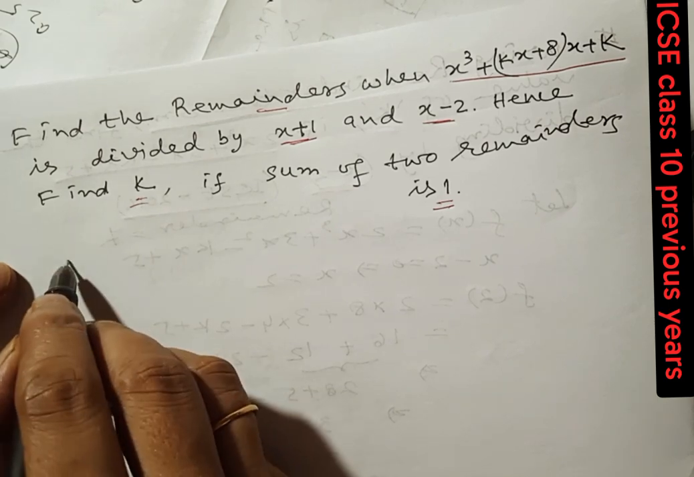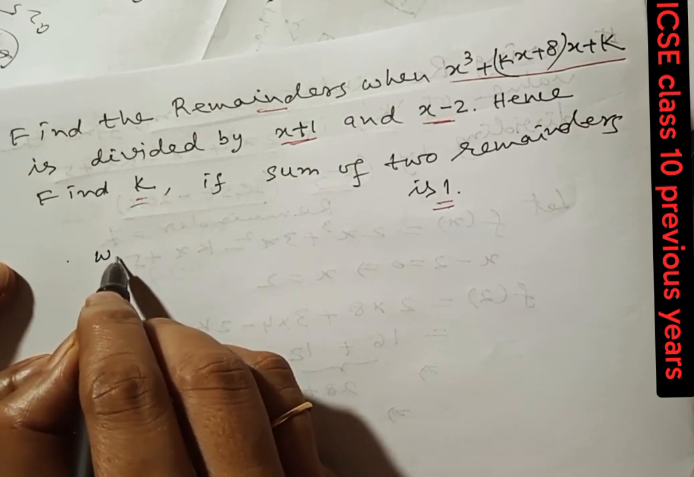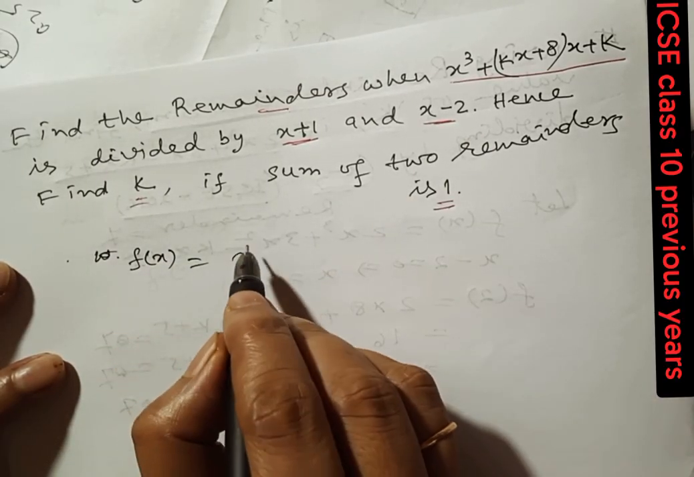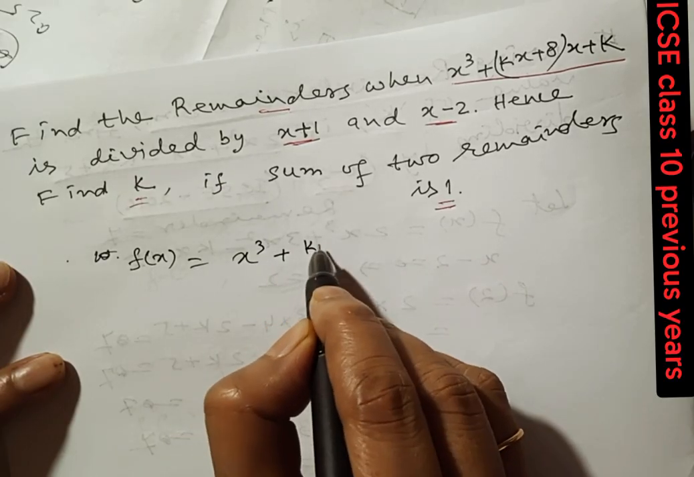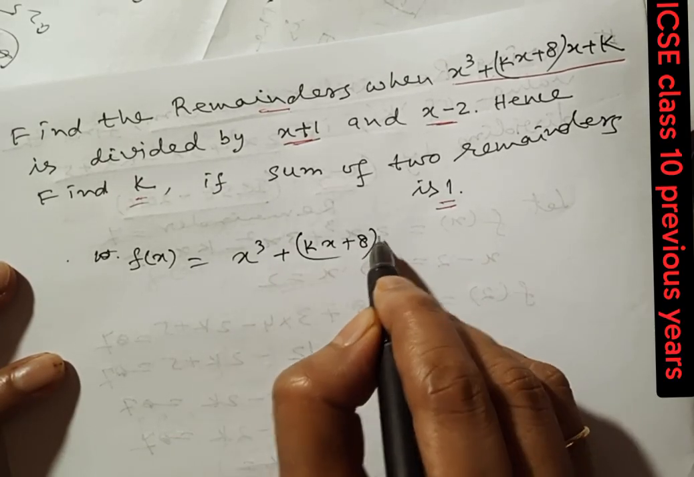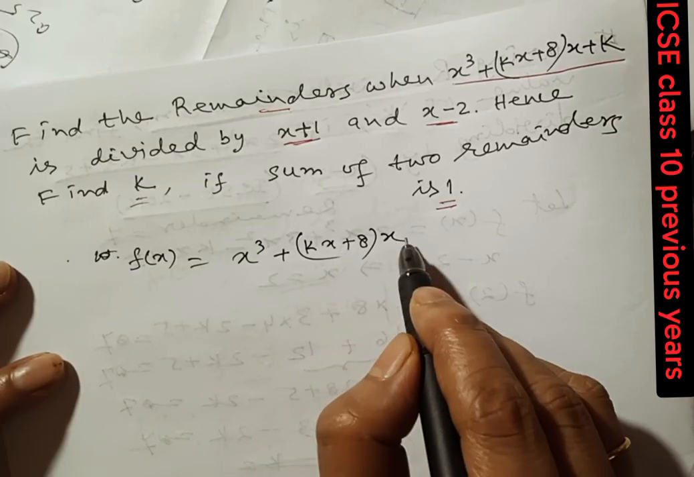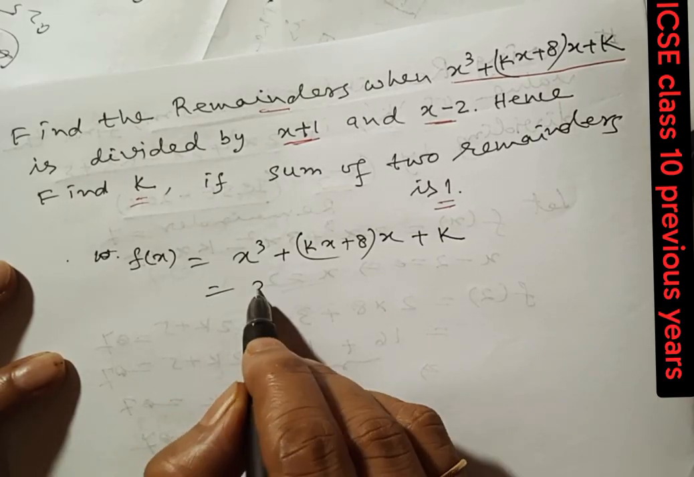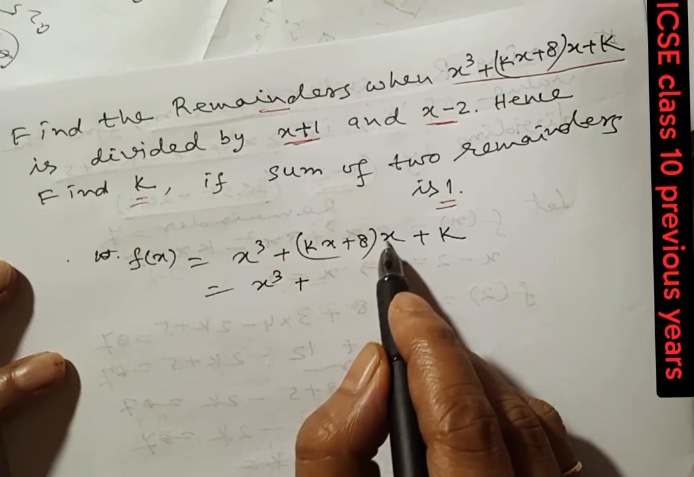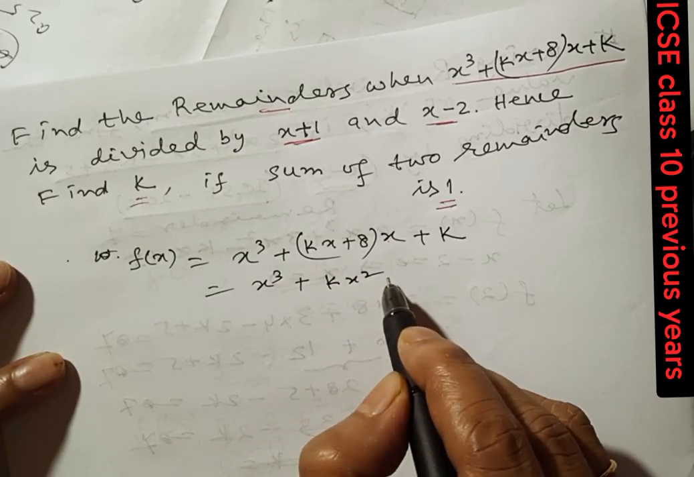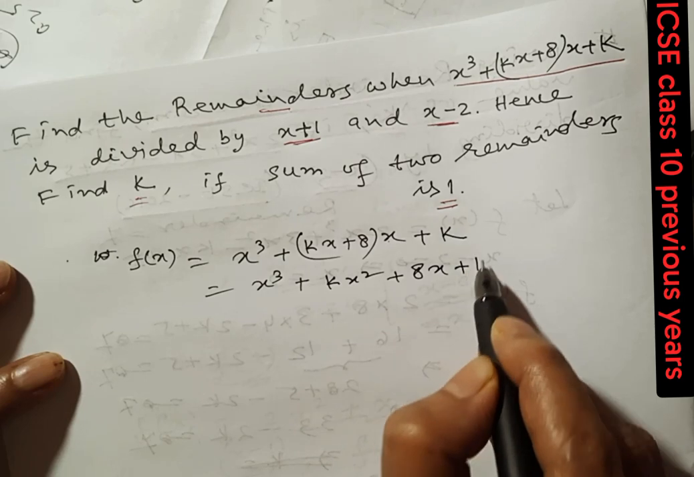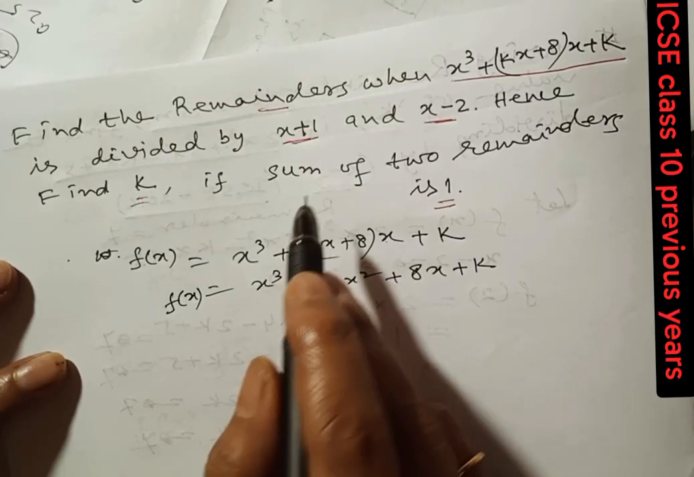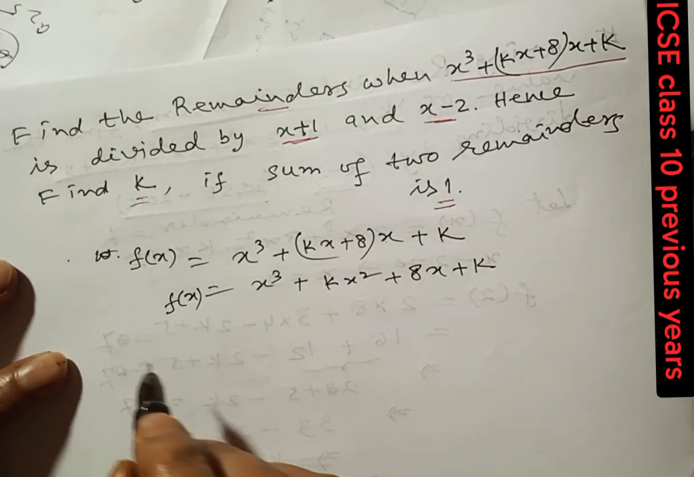First we write f(x) equal to our given polynomial, x cube plus kx plus 8, times x plus k. You can simplify: x cube plus kx square plus 8x plus k. Now this polynomial is divided by x plus 1 and x minus 2.